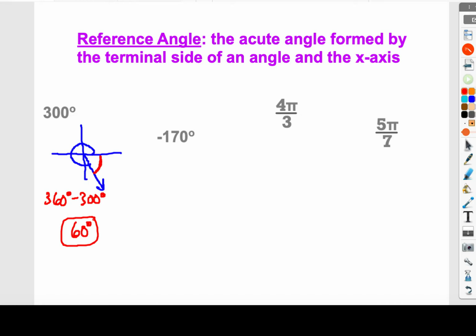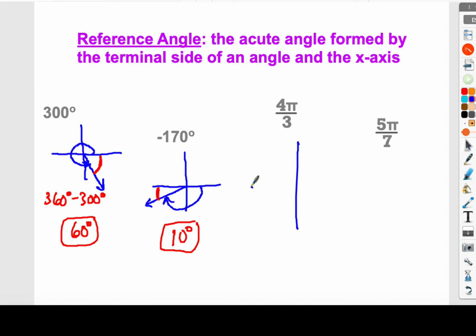Same thing goes for negative 170 degrees. If we figure out where that's going to be on our graph, probably the easiest way to think of that is negative 170 is going to go clockwise, but it's going to be exactly 10 degrees short of 180, right? So basically we're going to go around to here, but we would be down in quadrant 3. Well, since we know we're 10 degrees short of 180, that angle directly to the axis, 10 degrees, is our reference angle.